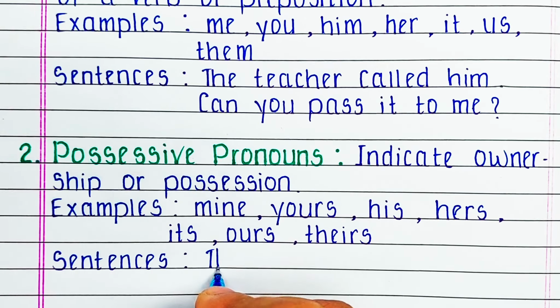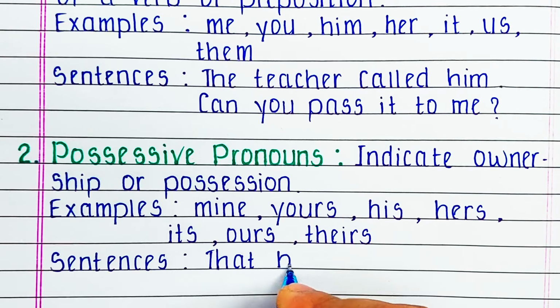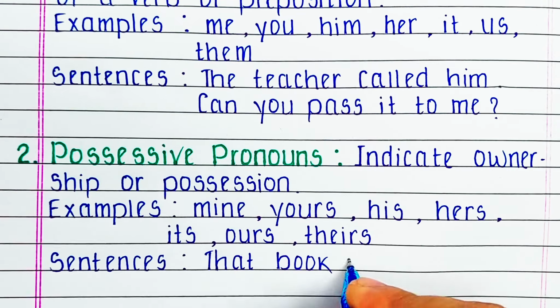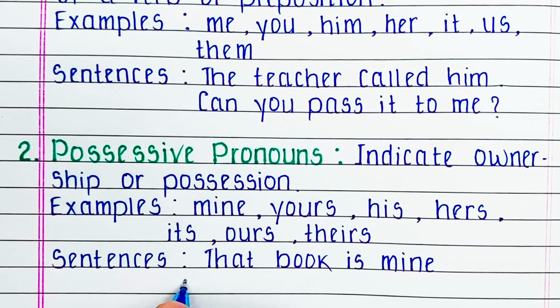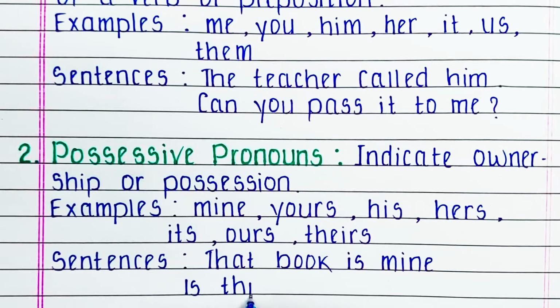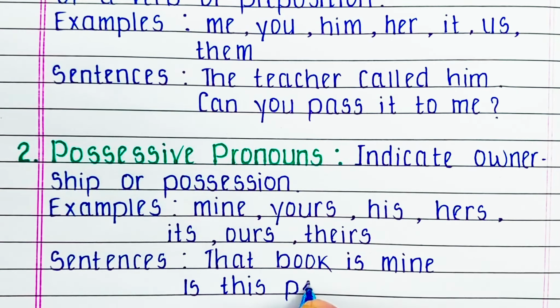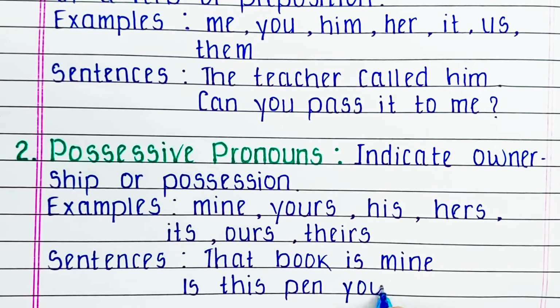Let's understand this with the help of some examples. First example is, that book is mine. That means I am in possession of the book. Next example is, is this pen yours?